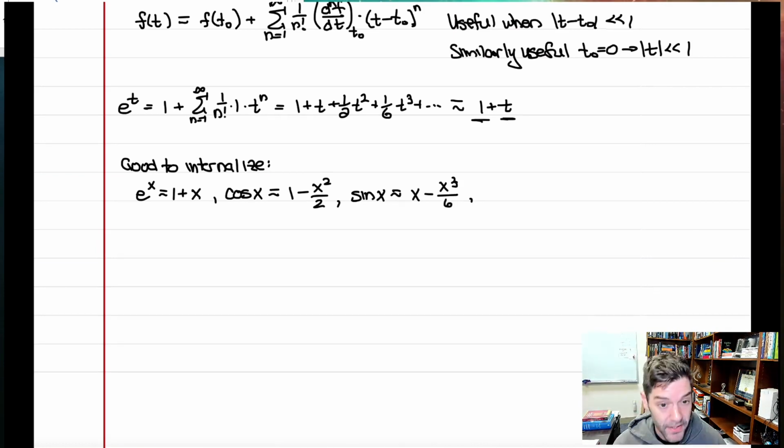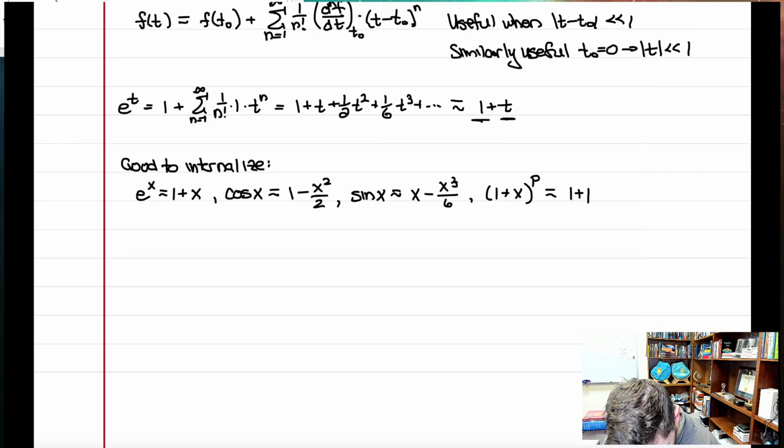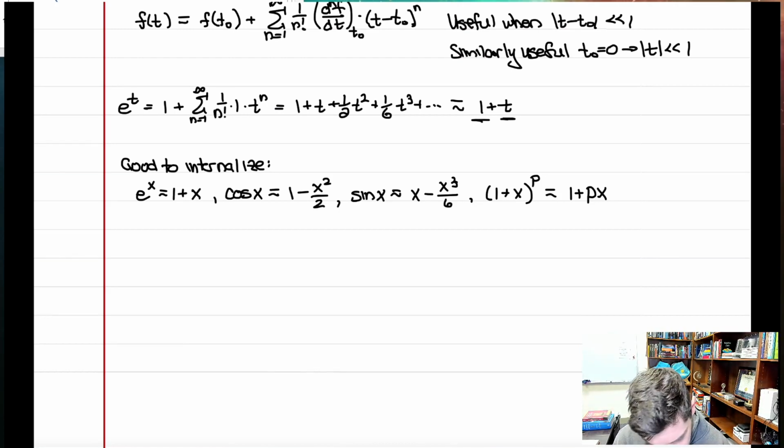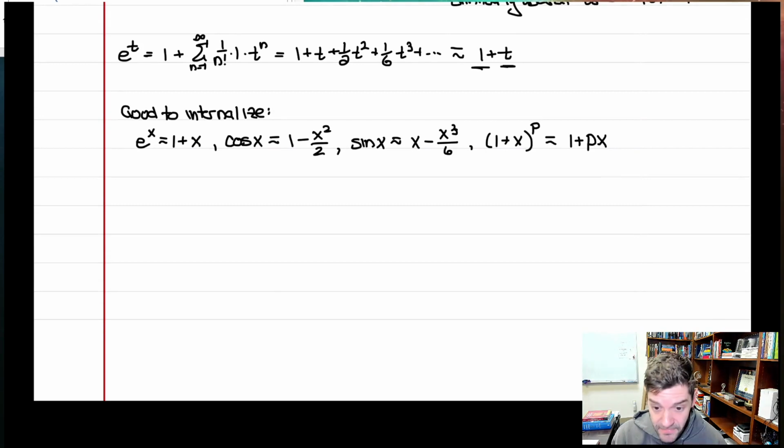And then there's the binomial approximation, when you have 1 plus x to some power p. P could be an integer, positive or negative, it doesn't have to be an integer even. It could be any real number. But 1 plus a small number raised to some power, a good one to remember is that this is 1 plus p times x. And of course, there are additional terms for all of these. So you can calculate what these additional terms are if necessary. Sometimes you have to. I'll say something about that in a second.